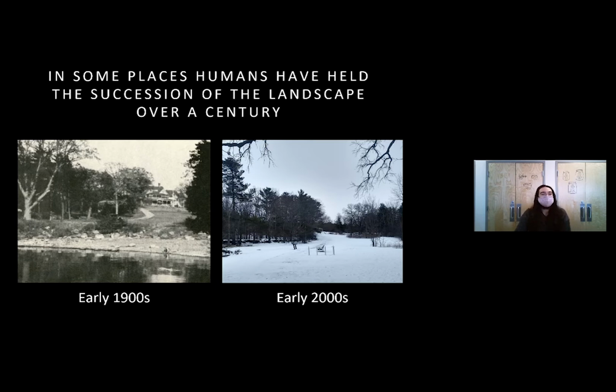So in some places, humans have held this succession of the landscape for over a century. In the photo on the left, you can see that same oak that we just took a couple photos of. And then in the photo on the right, the branches that are hanging over the image are actually from that tree. So the perspective is a little skewed. I couldn't get on a boat in South Cove because it's private property and it's winter. But I tried my best to recreate the photo.